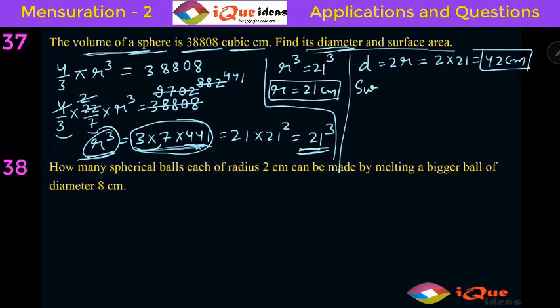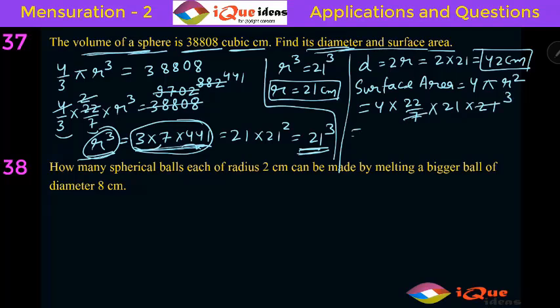The surface area of a sphere is a direct formula, and that is equal to 4 pi r square. So it is equal to 4 into, the value of pi is 22 by 7. R square is 21 square. So let's say it is 21 into 21. So 7 cancels one of the 21, 3 times. Multiply it carefully. 4 into 22 is 88, into 21 into 3 is 63.